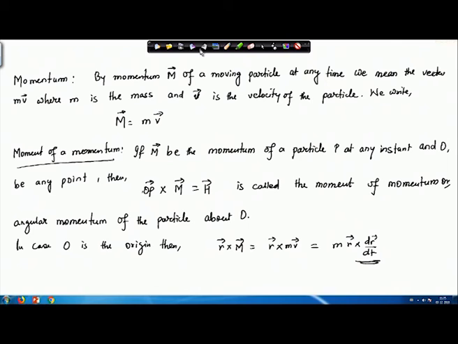Another thing is, angular momentum will be different for every point that we choose as this O. If we choose a different point for O, then this OP vector will change, and of course our angular momentum will change. These are the small details which you have to be careful about. So, yeah, this is our moment of momentum.